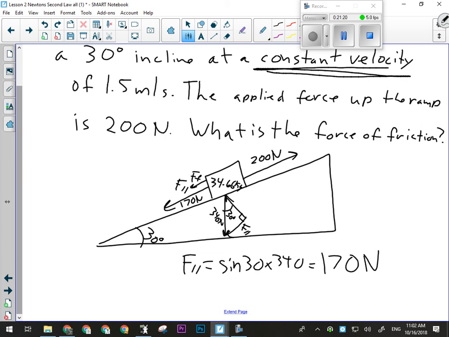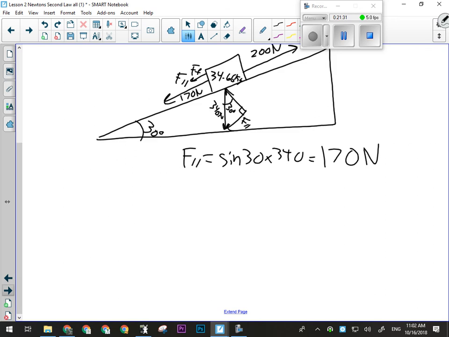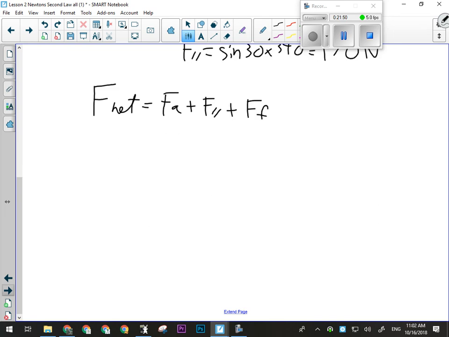Okay? Always be on the lookout for that little tidbit of information in a question. If it tells you constant velocity, it's telling you that the net force is 0, which will help you when it comes time to do the vector sum of all forces. F net in this question equals the applied force plus F parallel, which is the net force of the other two, but okay, it's important. And then we've got the force of friction. I'm looking for the force of friction, so I subtract the other two over. So I'll have F net minus the applied force minus F parallel equals the force of friction.